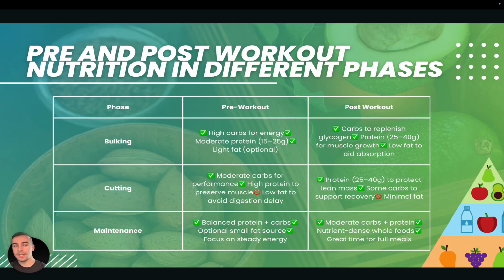Post-workout, you want to have carbs to replenish glycogen stores. You want to have protein that's roughly 25 to 40 grams for muscle growth. And this is one thing too that I mentioned, and then, of course, low fat to aid in absorption.